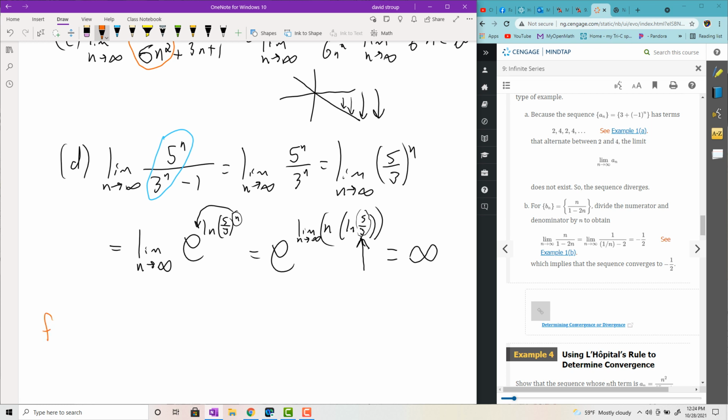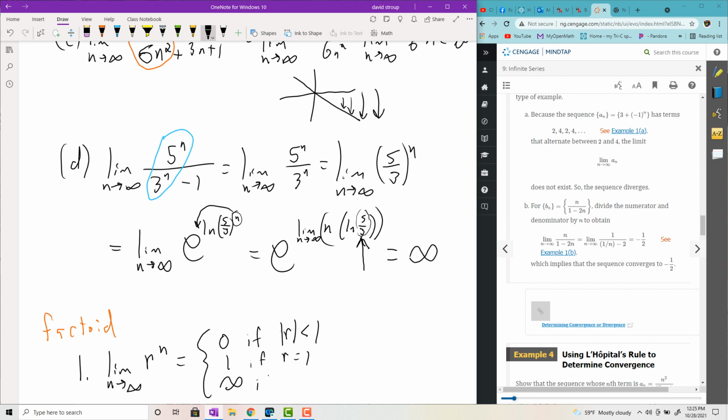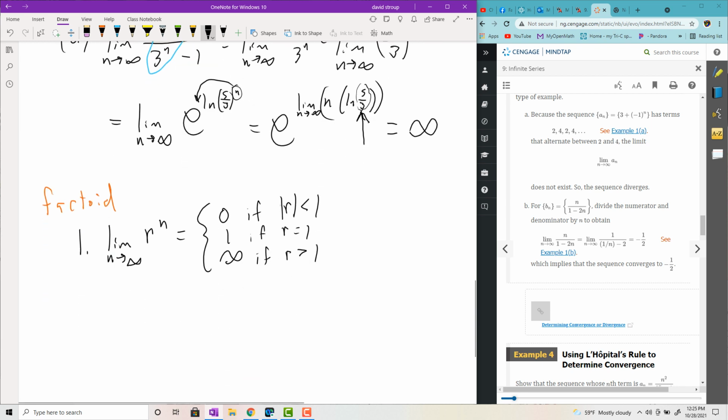So factoid number 1, if you have the limit of some value r raised to the n as n goes to infinity, that will equal 0 if, in particular, the absolute value of r is less than 1. It'll equal 1 if r is equal to 1, and then it'll equal infinity if r is greater than 1. Okay, so that limit kind of pops up every once in a while.